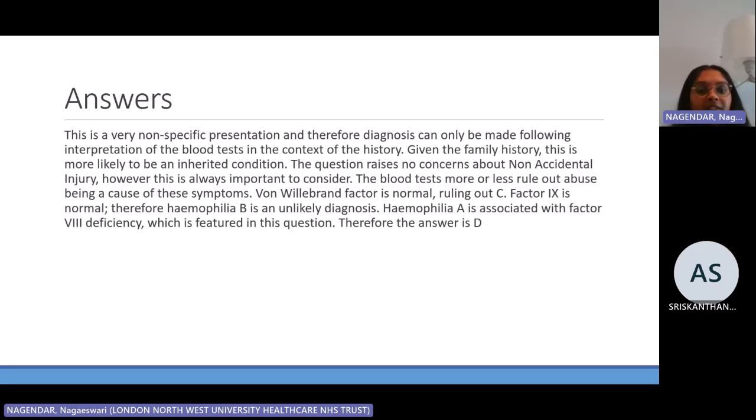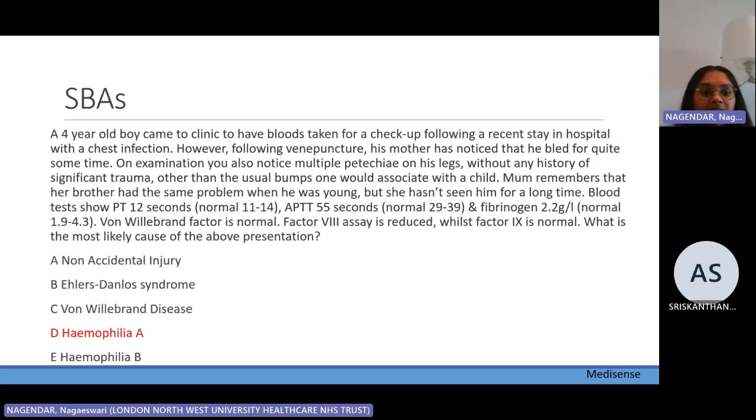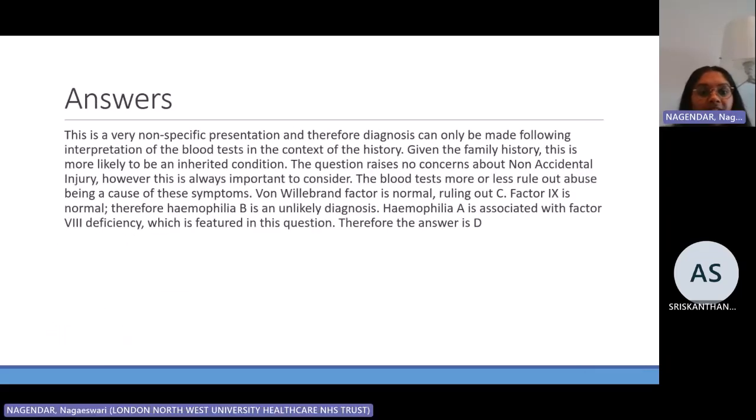As von Willebrand factor is normal, it is unlikely to be von Willebrand disease. Factor 9 as well is normal, so therefore Haemophilia B is an unlikely diagnosis. Haemophilia A is associated with factor 8 deficiency, which is what is mentioned here. So that would be the answer.